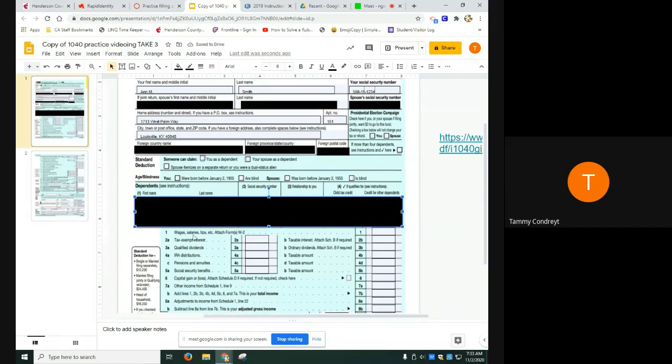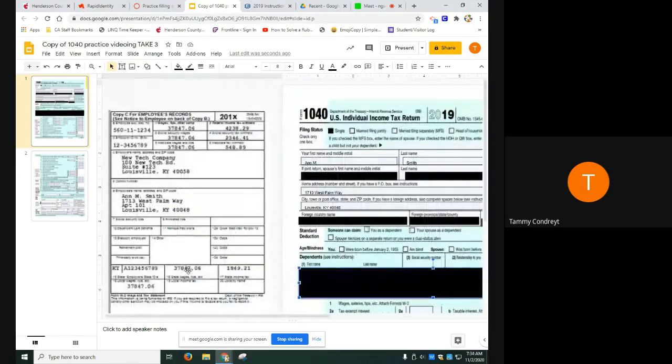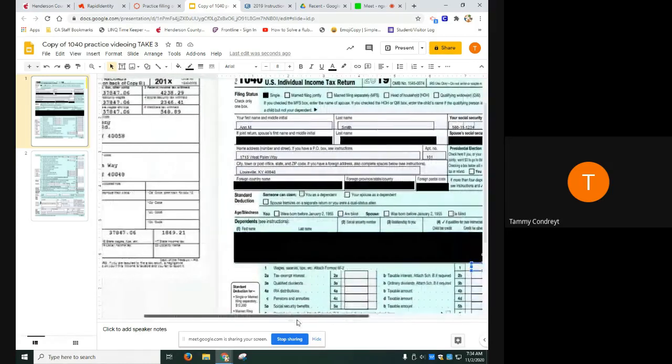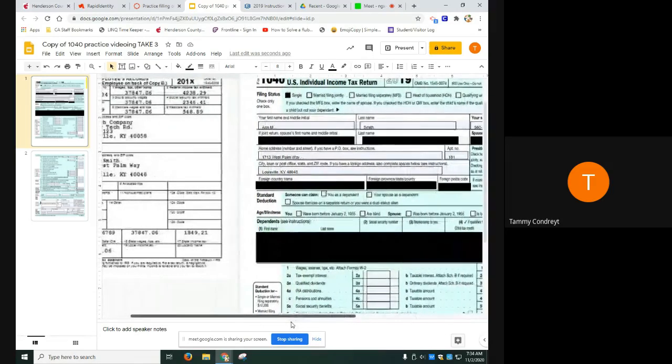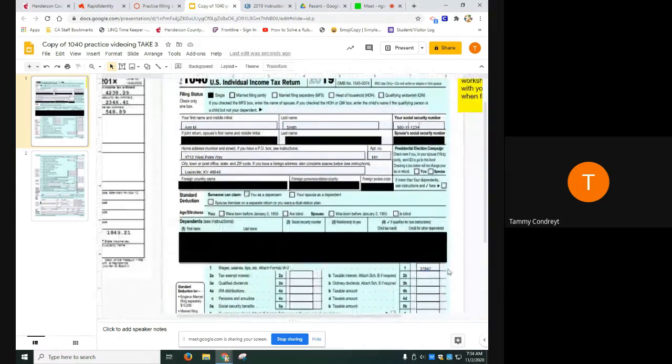All right, now we're going to look at wages, salaries, and tips, etc. So we're going to look at the W-2 form, and we're going to see how much wages, taxes, and tips did she make for the year. So it's right there, $37,847.06. So we're going to put that right there. So we're going to put the 37,847, and then we're going to put the 0.06 on there too. I'll make that little box just a tiny bit bigger so it all fits in there.